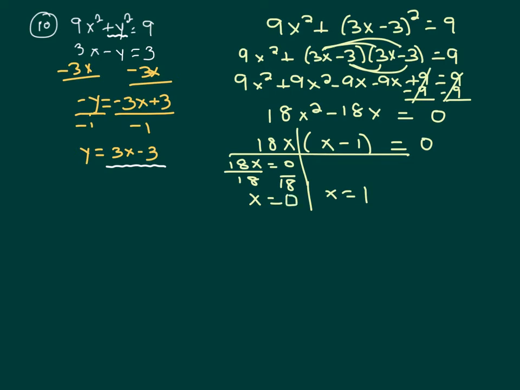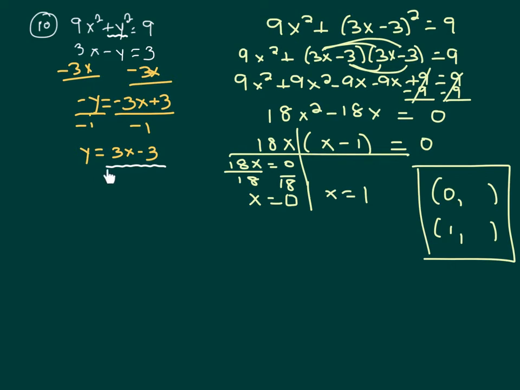Okay, so what we know is these are the x-coordinates of our points of intersection. So we know that one of our x-coordinates is 0 and the other one is 1. Now what we have to do is find the y-coordinates that go along with these. So you can go back to any equation you want, but I think this one, y equals 3x minus 3, is probably the easiest because y is already by itself. So let's use that, y equals 3x minus 3.